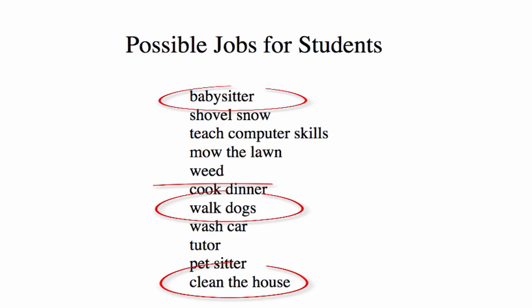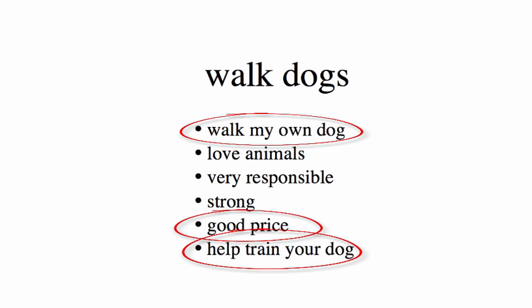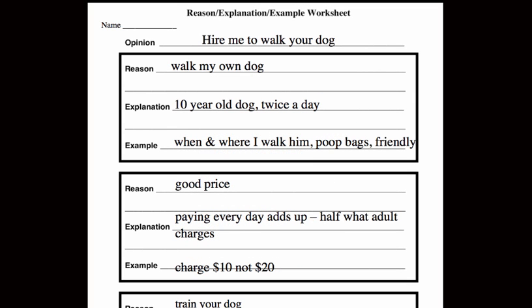Last time you chose a job that you could do, and you chose reasons that would persuade an adult to hire you. Then you chose explanations and examples to support those reasons. You wrote them as phrases so they would serve as placeholders for when you later wrote your sentences. Today, you'll begin to write a draft of your persuasive writing.